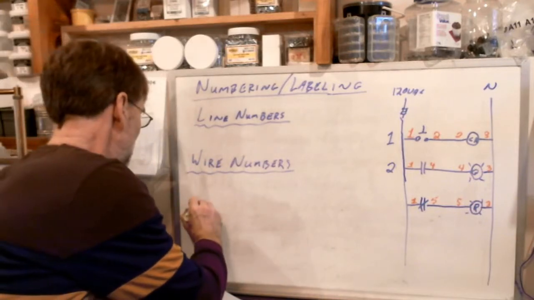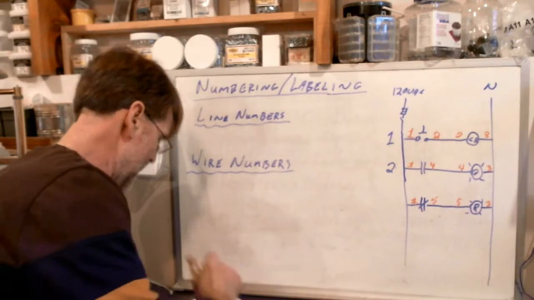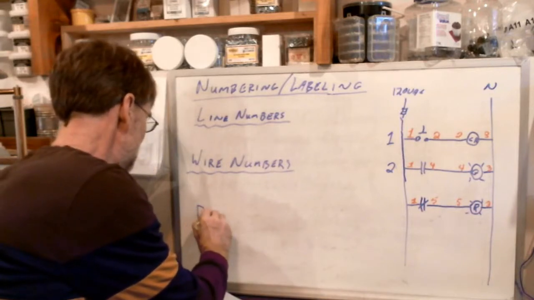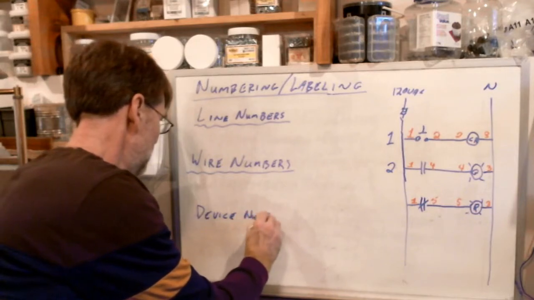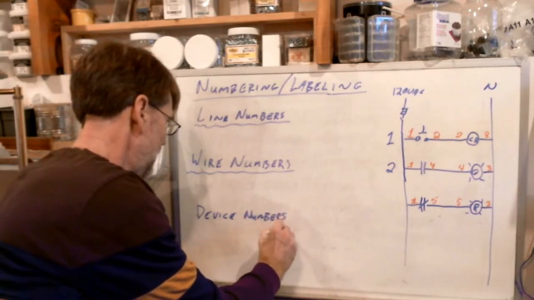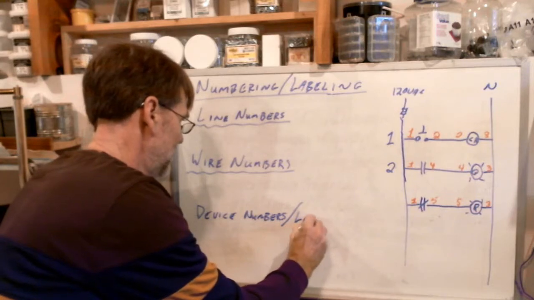Wire numbers. And finally, the third one is going to be device numbers. And here's where we're really going to get into labels.